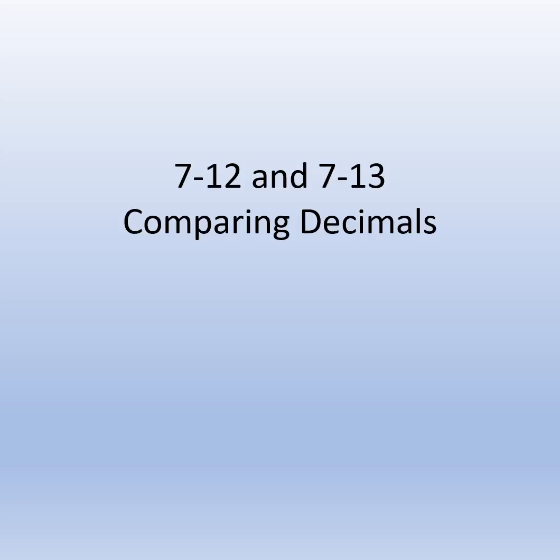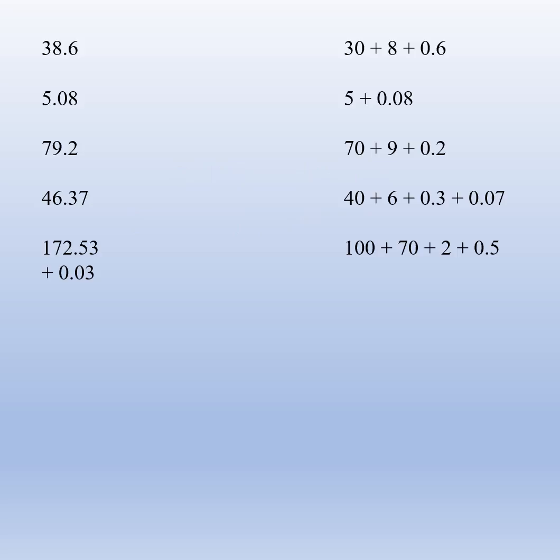In these lessons, you'll learn to compare decimal numbers. Here are some examples of decimals written in expanded form. 38 6/10 expanded is written like this. So the expanded form is written to the right of each one.